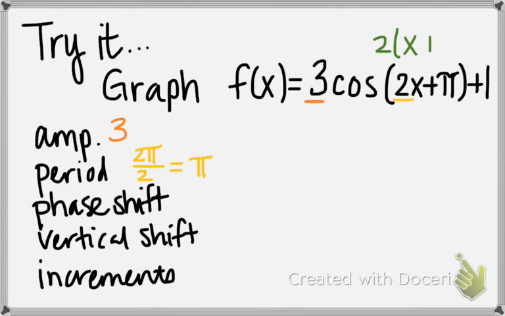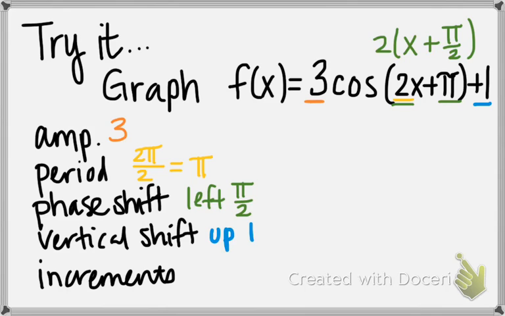So for that we factor out the coefficient of the x, and we get the phase shift is pi over 2 units to the left, because we have that positive sign and we always do the opposite of the sign. Remember, you can also do this by dividing c by b, so pi divided by 2 in that case also. The vertical shift is positive 1 here, so we're going to move the whole thing up 1. And the increments are going to be what we get when we divide the period pi by 4. So pi over 4 is how we're going to label our x-axis.